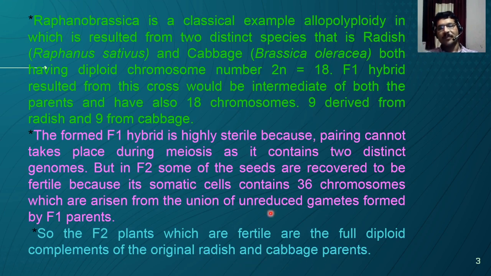So the F2 plants which are fertile are the full diploid complements of the original radish and cabbage parents. These fertile F2 offspring are full complements of cabbage and radish, and probably they are more fertile than the original parents because they contain the tetraploid chromosome number, that is 4 sets of chromosomes.